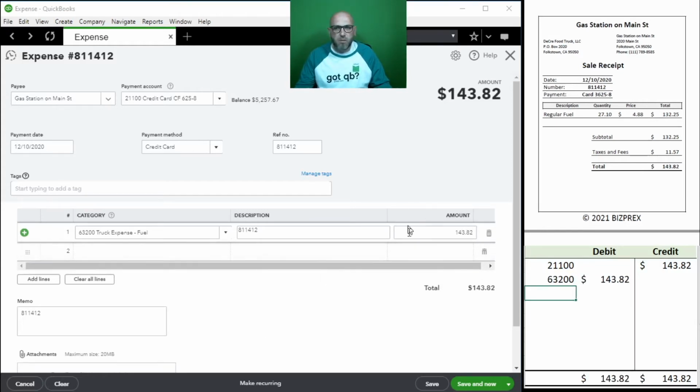Okay, this amount right here is a debit to account 63,200, and this amount at the same time, right, is a credit to account 21,100. Being liability, it goes up. Being expense, this one goes up, right? We're good to go.